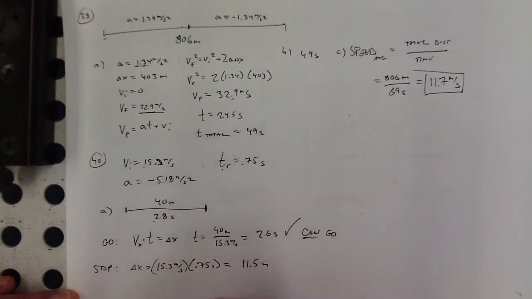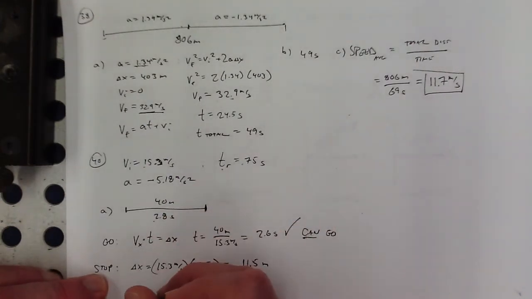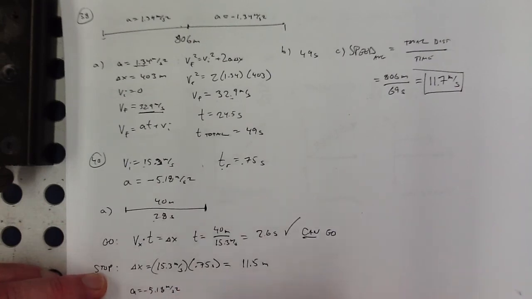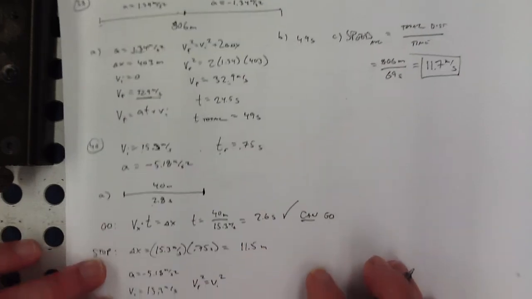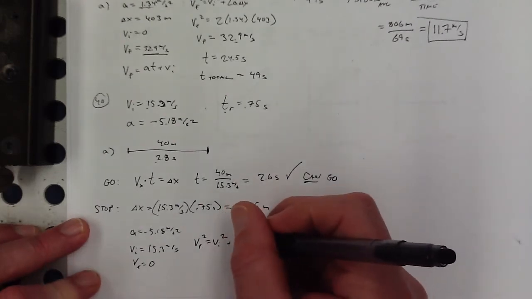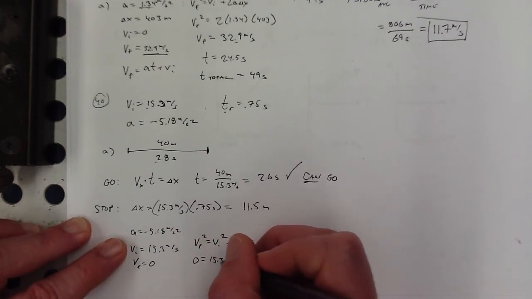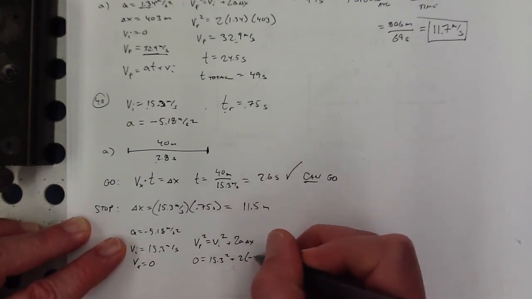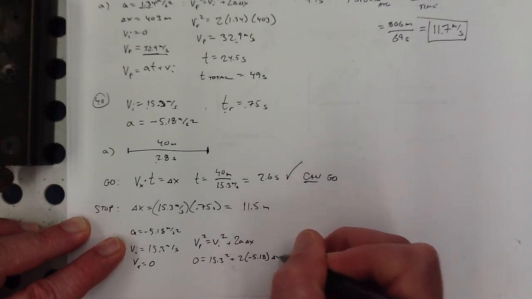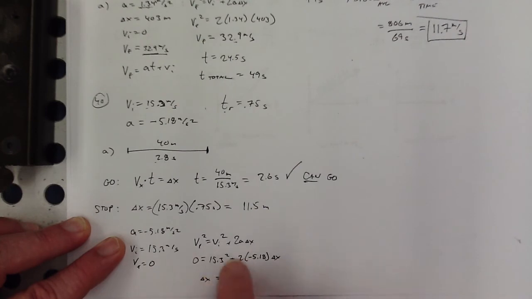And then we hit the brakes, and let's see, I have an acceleration of negative 5.18 meters per second squared. My initial velocity is 15.3 meters per second, and I need to come to a stop. So I need to figure out my distance here. That looks like our old buddy Vf squared equals Vi squared plus 2a delta x. So that's 0 equals 15.3 squared plus 2 times negative 5.18 delta x. So the delta x is that square divided by that.